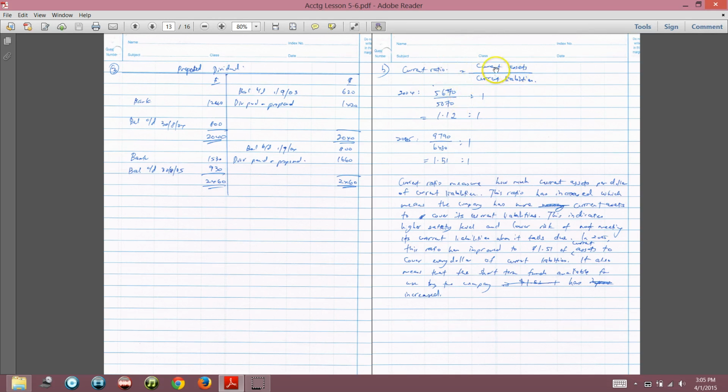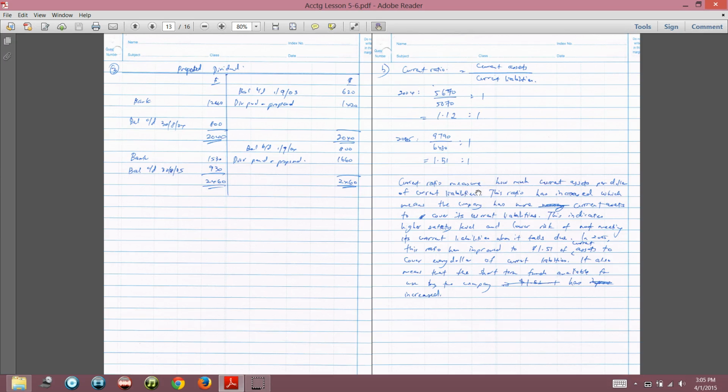So current asset I copy from the syllabus guide. Current ratio is current asset over current liability, and then calculate. So it should be 1.12. So that means for 2004, for every $1 of current liability there is $1.12 of current assets to finance it. Okay, so you can read this.